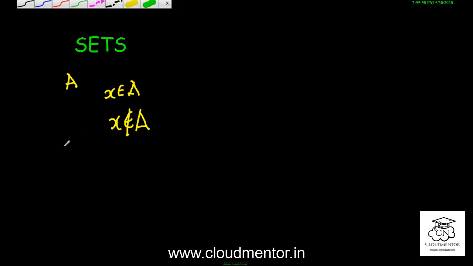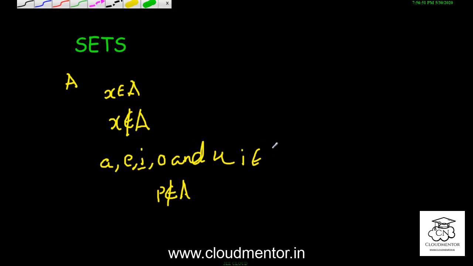For example, if A is the set of all vowels in the English alphabet, the elements will be a, e, i, o, and u. If we take i, we can say that i is an element of A, or i belongs to A. And if we take another one which is not in this list, say p, then we can say that p is not an element of A.